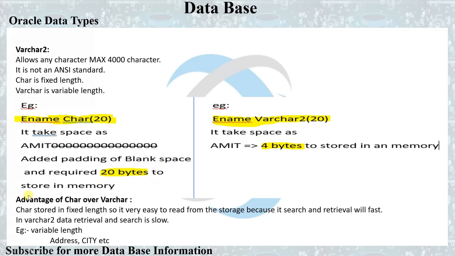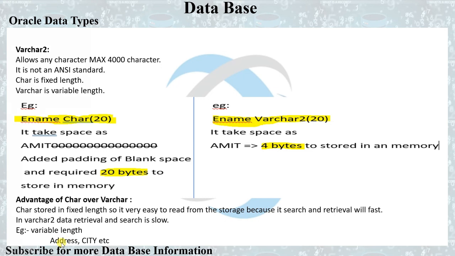Because you have specified it as 20. But in the case of varchar2, if you have a column ename varchar2(20), then it takes space as per the data. For Amit, storing Amit, it will take only 4 bytes to store in the memory. Advantage of char over varchar: char is stored in fixed length, so it is very easy to read from the storage because its search and retrieval will be fast. In varchar2, data retrieval and search is slow. Variable length, where we can use variable length like varchar2 to store addresses, city, etc.